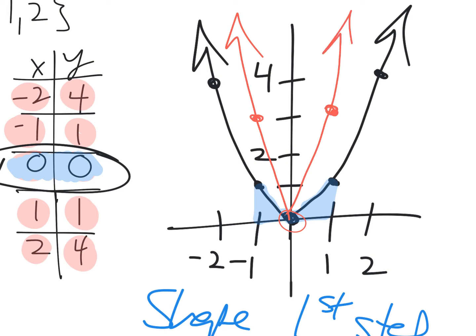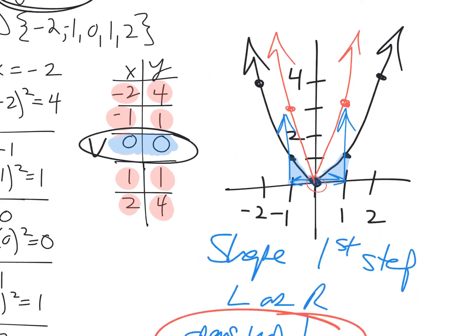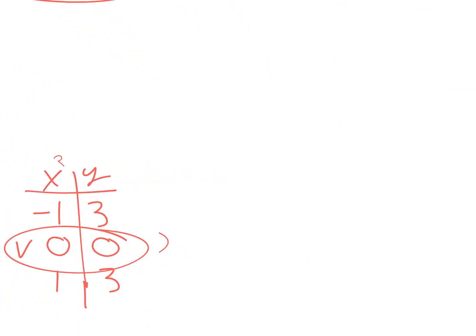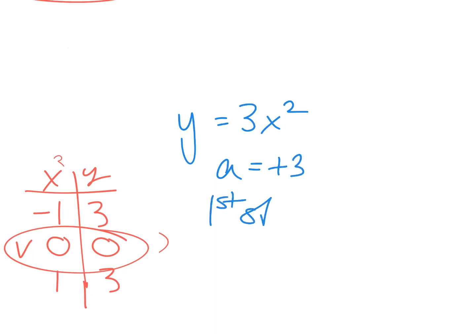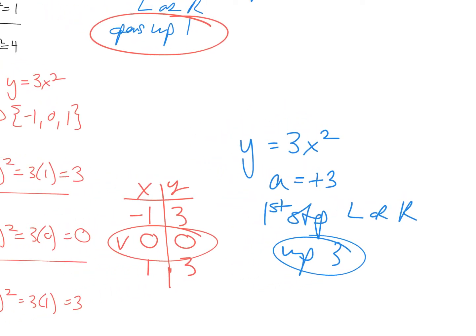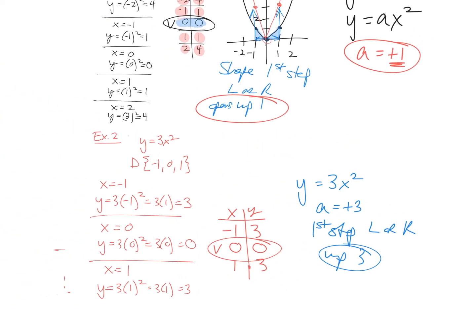When you move left 1 or right 1 of the vertex, we're now going up 3. So just like we discussed before, the a value determines the first step. So in this case, a is +3. So the first step, left or right of the vertex, will be up 3 units. So the parabola opens up 3 units because the a value is 3.